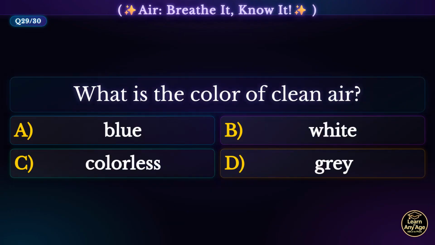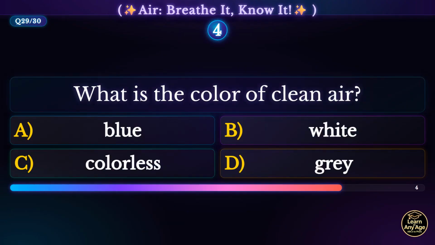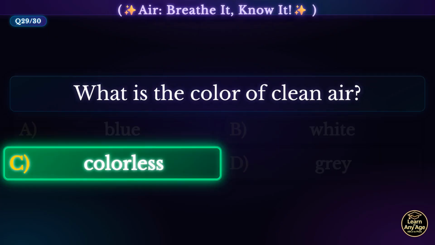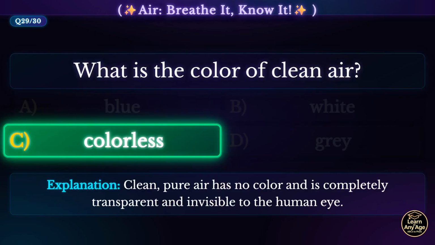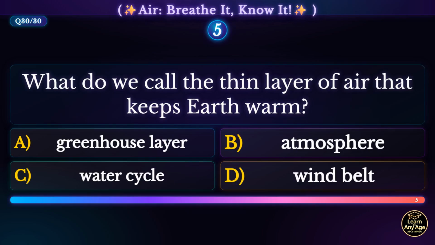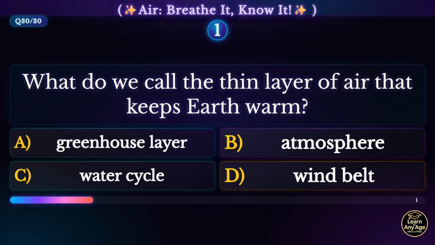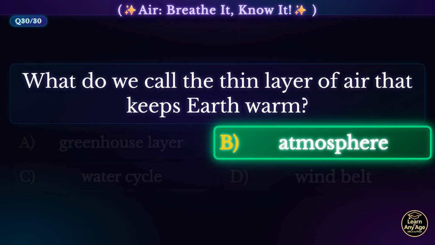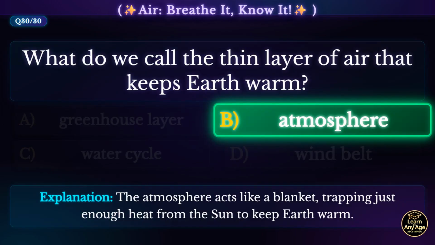What is the color of clean air? Colorless. Clean, pure air has no color and is completely transparent and invisible to the human eye. What do we call the thin layer of air that keeps Earth warm? Atmosphere. The atmosphere acts like a blanket, trapping just enough heat from the sun to keep Earth warm.